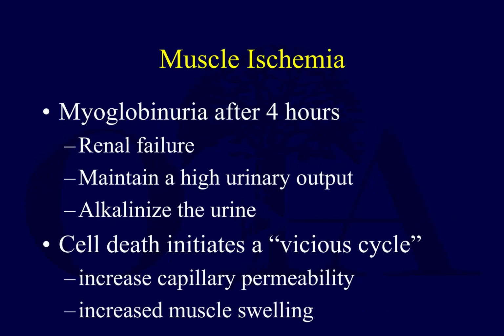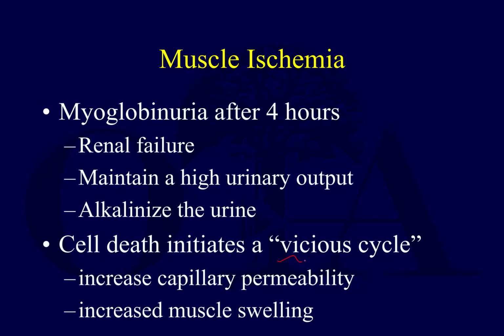Now with muscle ischemia, you will get tissue breakdown as well, right? You'll get myoglobinuria, and this can be measured with creatine kinase levels. This can eventually overload the kidneys, leading to renal failure. So you have to make sure in those patients you maintain a high urinary output to keep the kidneys from shutting down.